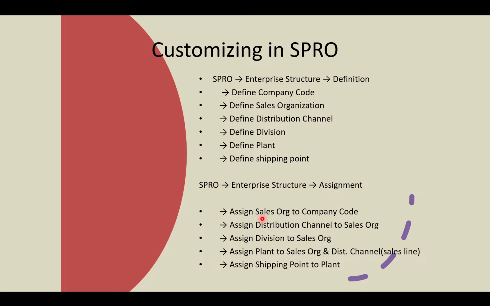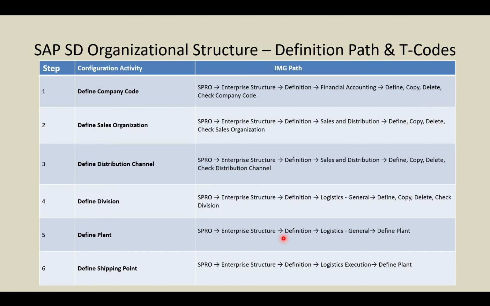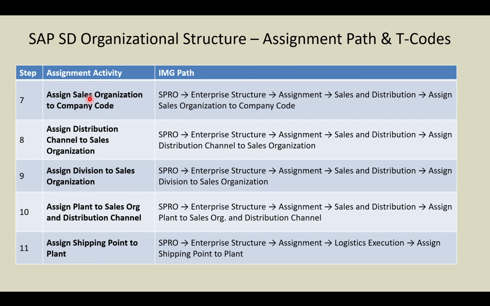What do we have to assign? We assign sales organization to company code, distribution channel to sales organization, division to sales organization, and plant to sales organization and distribution channel. That is nothing but the sales line. Then we assign shipping point to the plant. So we define first, and then assign the organization units. These are the SPRO paths for the definition of company code, sales organization, and distribution channel, and this is the path for the assignment.